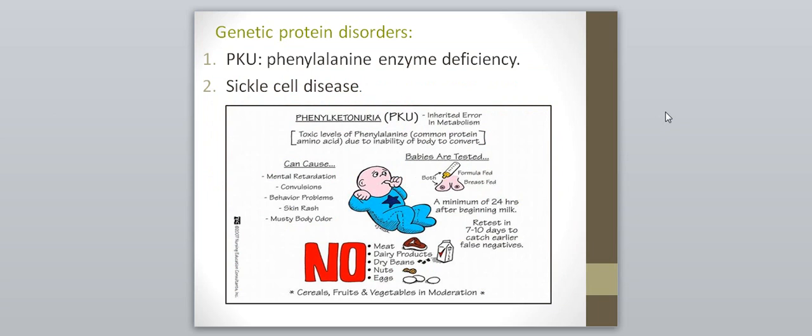There are certain genetic disorders because of protein defects. One of these diseases is phenylketonuria, a phenylalanine enzyme deficiency. Here the baby is born with phenylalanine deficiency, a type of enzyme deficiency. It affects one type of protein, which is not converted, and they develop mental retardation, convulsions, behavioral problems, skin rash, and a mousy odor of the body. They should not eat meat, dairy products, dry beans, nuts, and eggs. They should not breastfeed or take a normal formula; a special formula should be supplied to them. And we have another disease, sickle cell disease, which is common in our society.